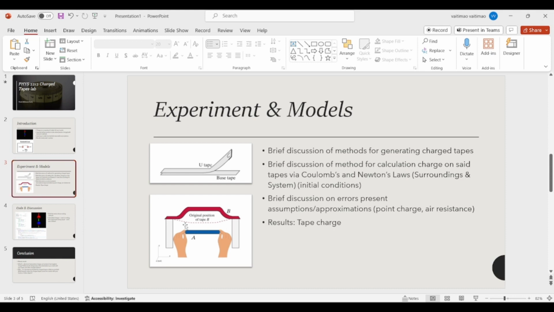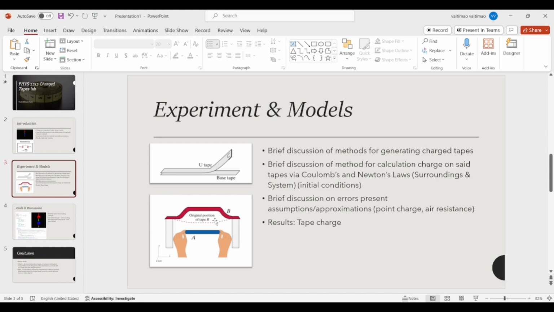Now, the system is basically everything you see in this figure down here, the two pieces of tape and the books. And the surroundings are everything else, like air molecules, the table, things that we don't need to talk about. The initial conditions, like I said, is when this upper tape here is just kind of hanging down, just feeling the force of gravity, and that's about it.